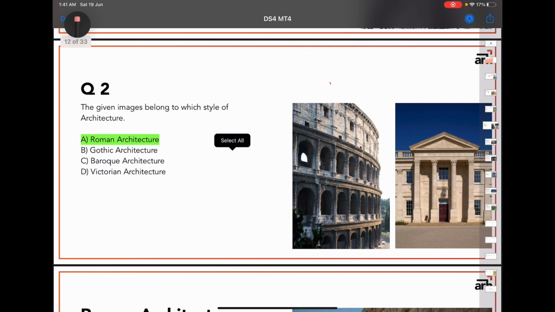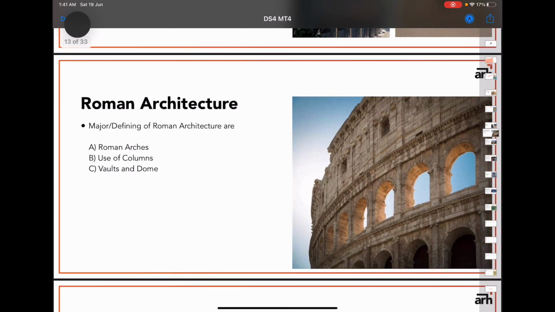Then we have question number 2. The given image belongs to which style of architecture? We know that this type of question was also asked in NATA, and the answer to this is Roman architecture, and I want to explore that a little bit. So the major defining elements of Roman architecture, we consider 3 major elements: Roman arches, use of columns, and vaults and domes. So we will talk about that just in a second.